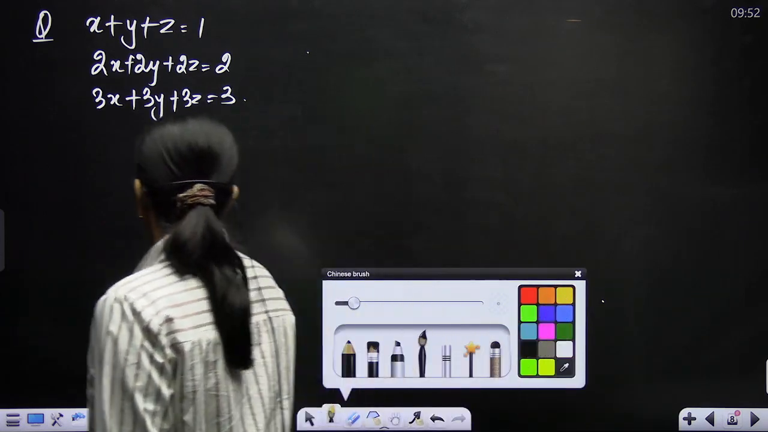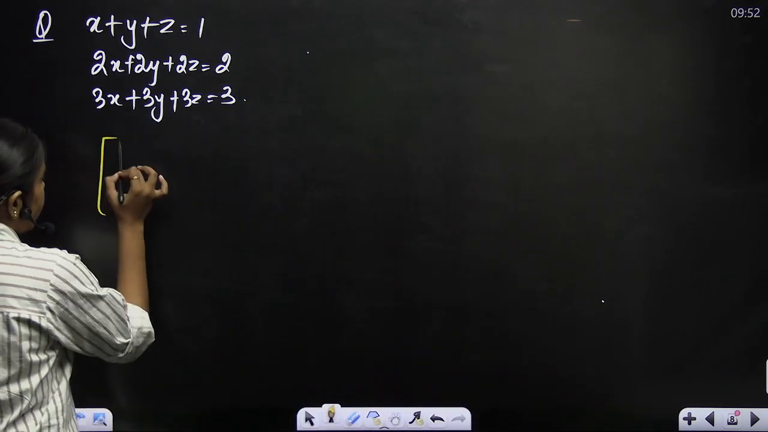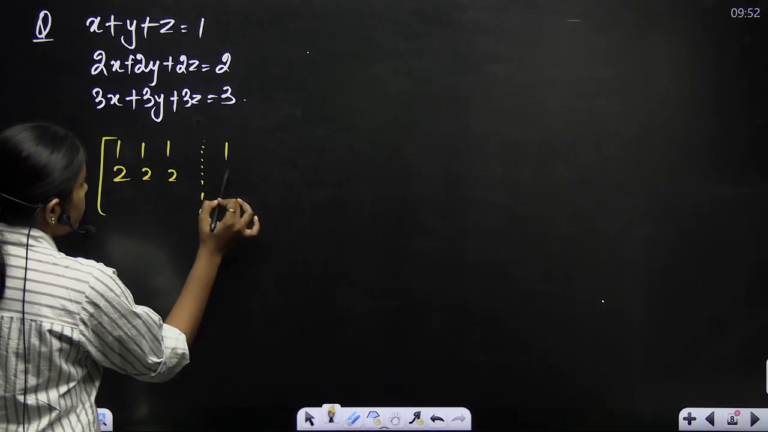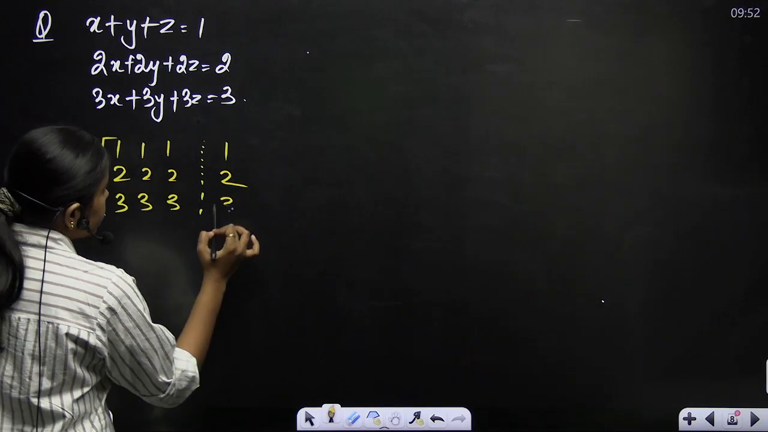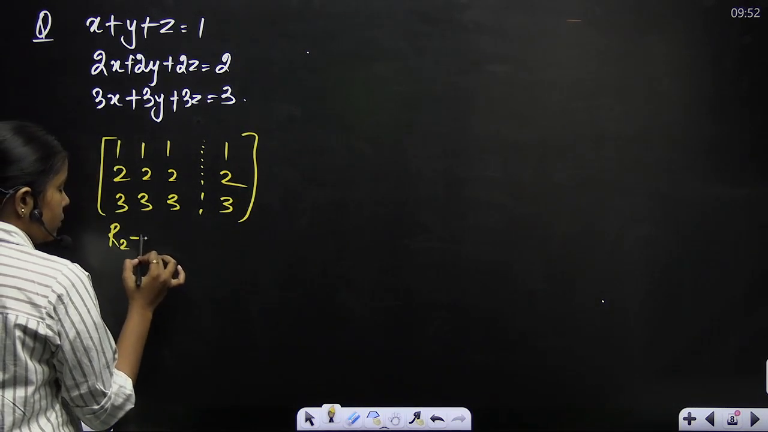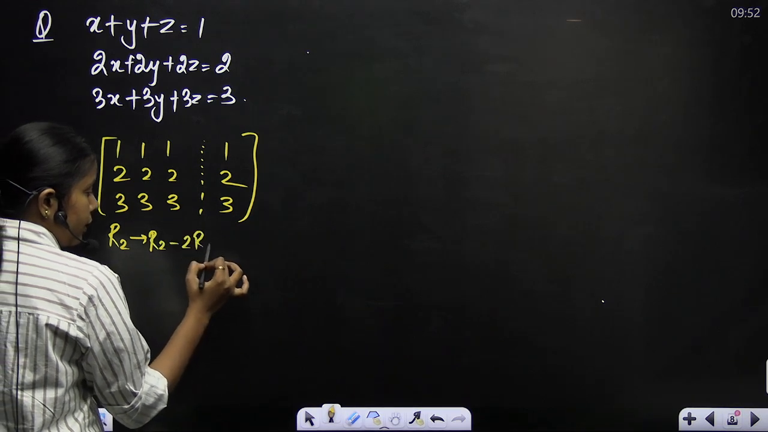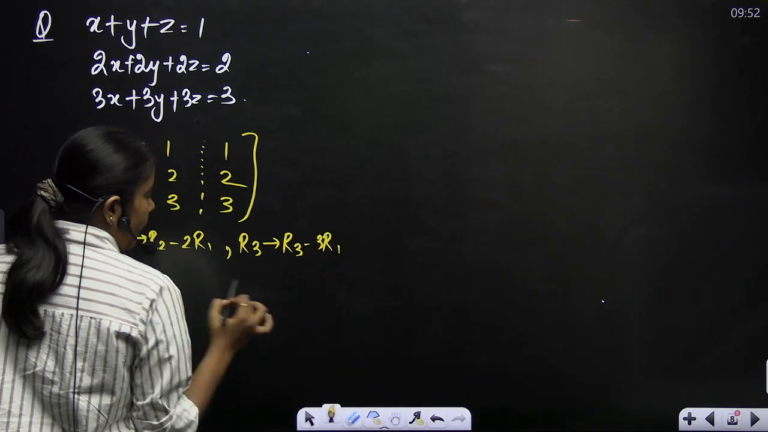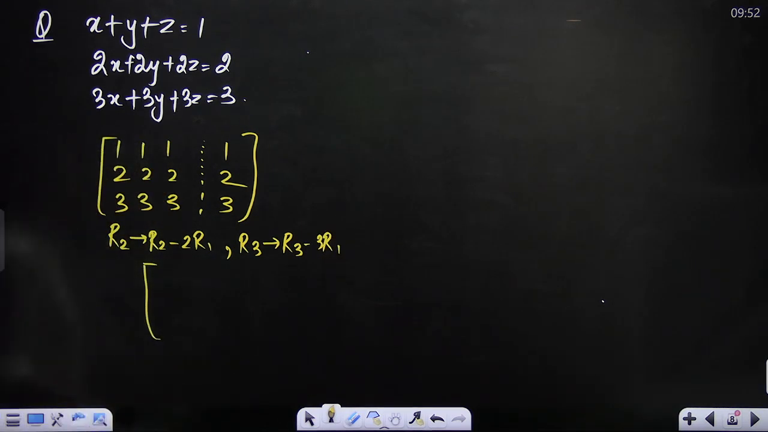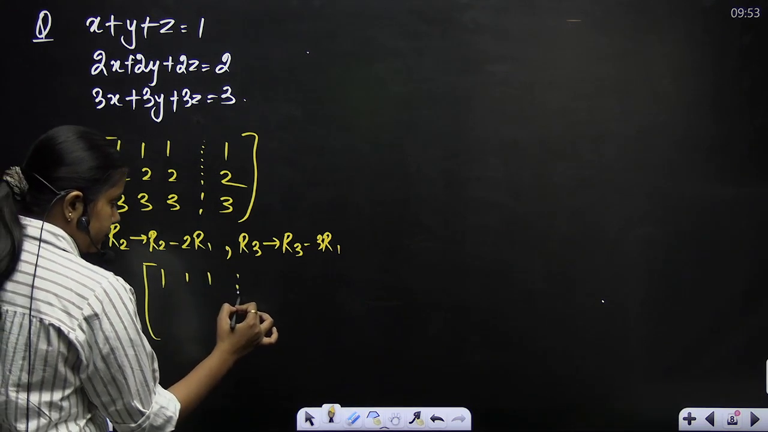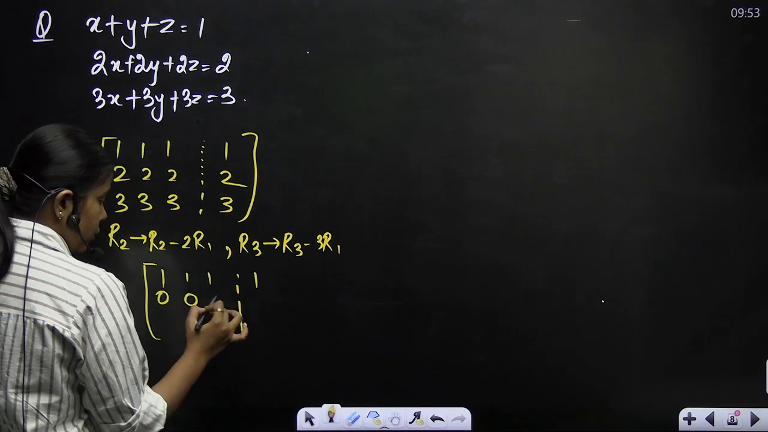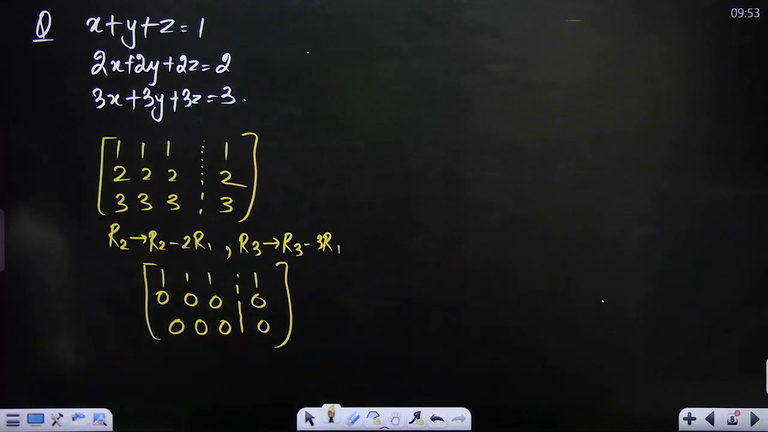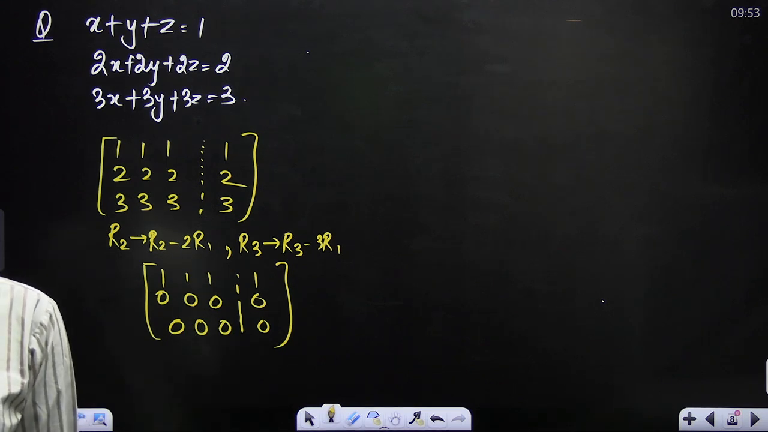I'll start again by row reducing the matrix: 1 1 1 with the right side 1, 2 2 2 with 2, 3 3 3 with 3. Right, so what would I do? R2 goes to R2 minus 2R1, and R3 goes to R3 minus 3R1. Right, so what would be the matrix? 1 1 1 remains as it is, the second row would become 0 0 0 0, and this would be 0 0 0 0. So this is in row reduced echelon form.